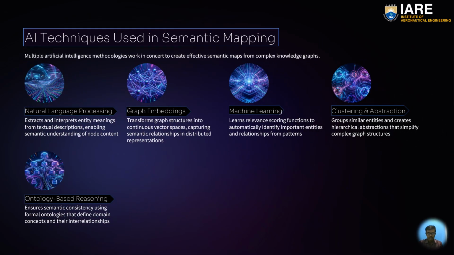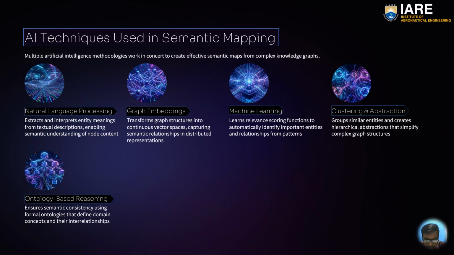Now let's discuss AI techniques used in semantic mapping. Multiple AI methodologies work in concert to create effective semantic maps from complex knowledge graphs. First of all, here we have five of the most important techniques to discuss. The first technique is natural language processing. It helps in extracting and interpreting entity meanings from textual descriptions, enabling semantic understanding of node content.